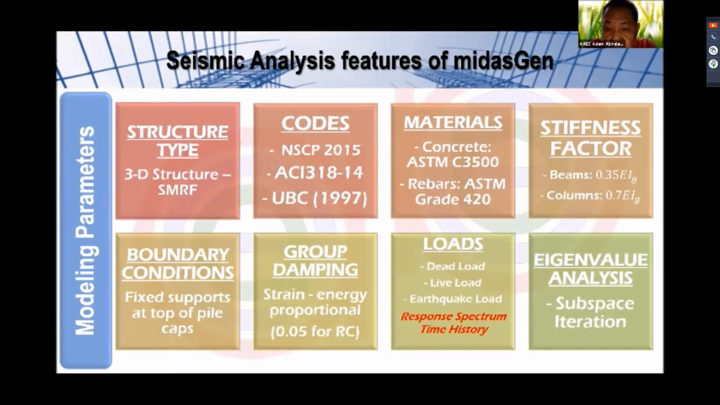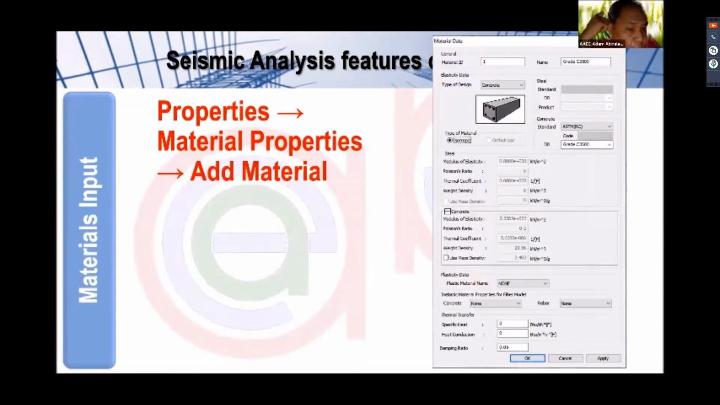So we use the response spectrum analysis procedures, considering linear dynamic, as well as the time history, also considering linear dynamic procedure. Then, of course, for the eigenvalue analysis, we did a subspace iteration. For the materials input, using the Midas Gen software, we have the properties, and then we identify the material properties, and then we add these materials.